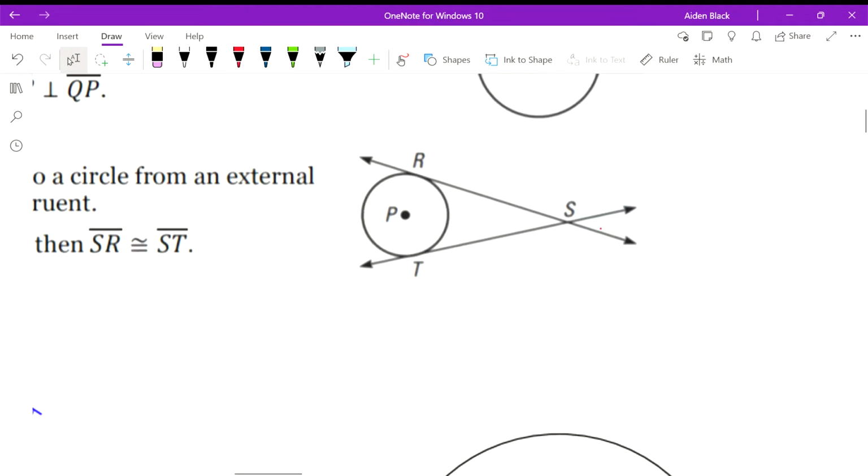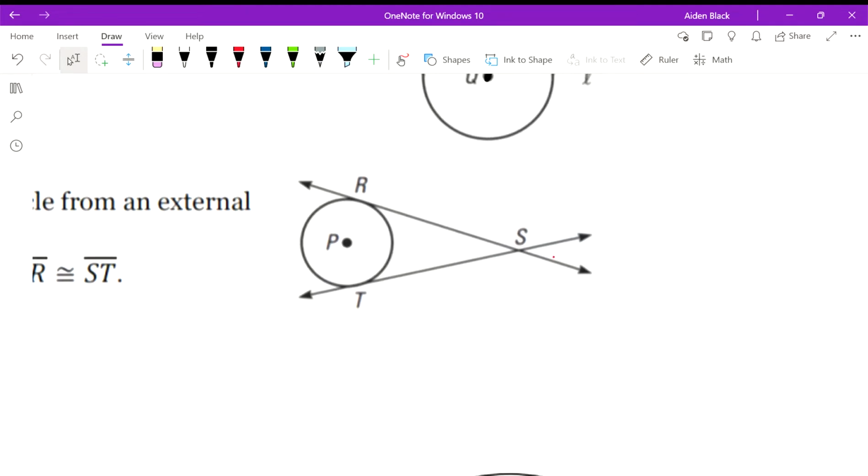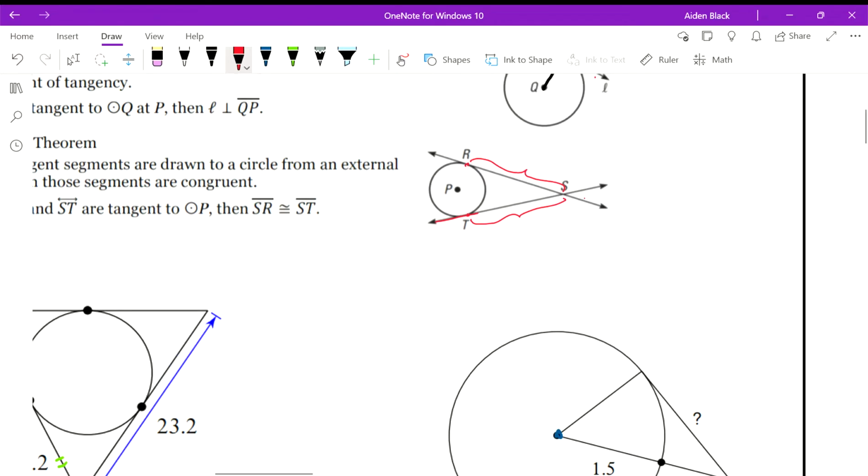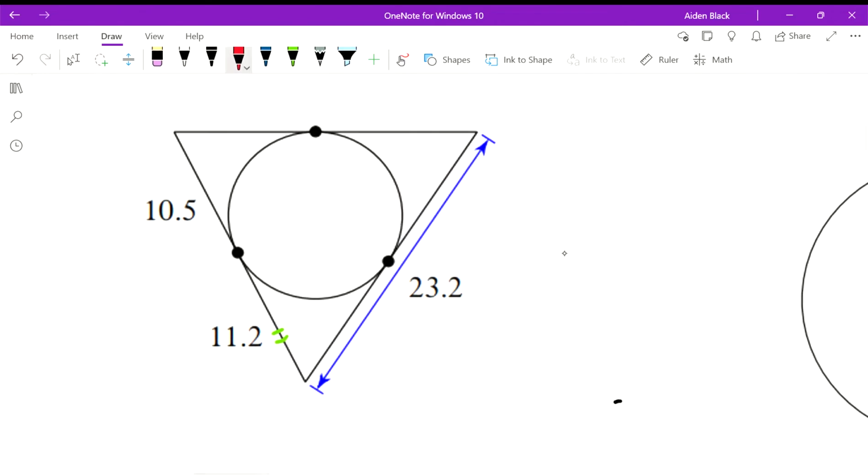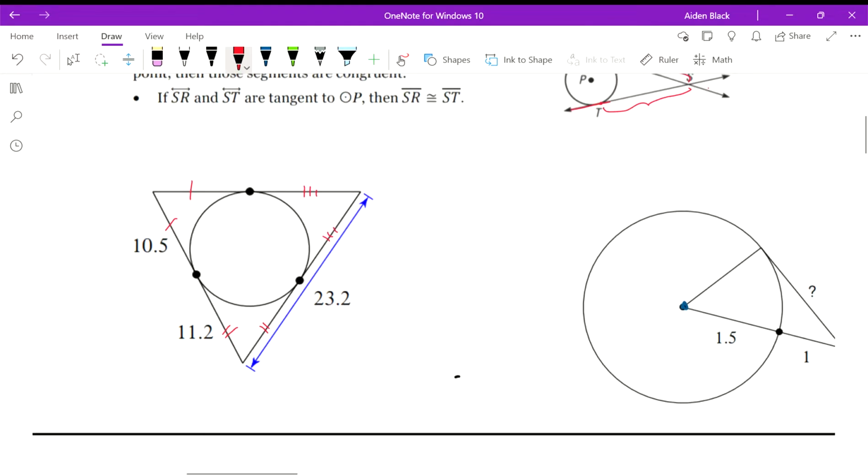Another thing to note is that when you have 2 tangent lines like these that cross, then we know that these 2 segments are congruent. That's how we solve problems like this. We know that this is congruent to this, is congruent to this, and this is congruent to this. Okay, and then that helps us solve problems.